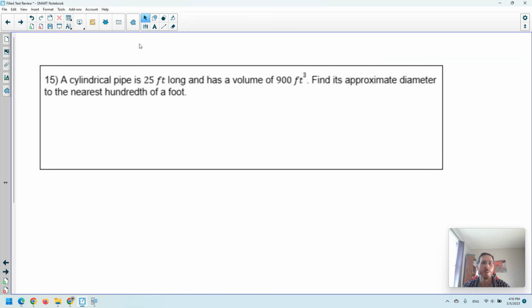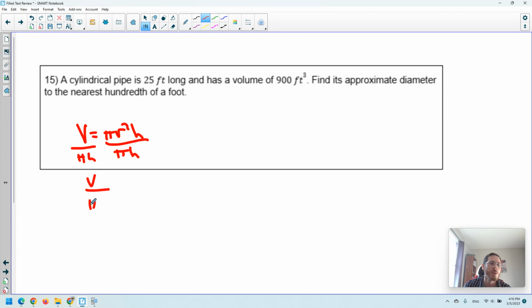For 15, we got a cylindrical pipe. We have to find the diameter to the nearest hundredth of a foot. All right, doesn't seem too bad. Let's get the volume of the pipe. Volume is pi r squared h. Well, this is interesting because we're given the radius, but that's okay. Because if we find the radius, we should be in good shape. So let's divide by pi h on both sides. So v over pi h equals r squared. We're going to square root both sides to get rid of the squared. So we get square root of v over pi h equals r.